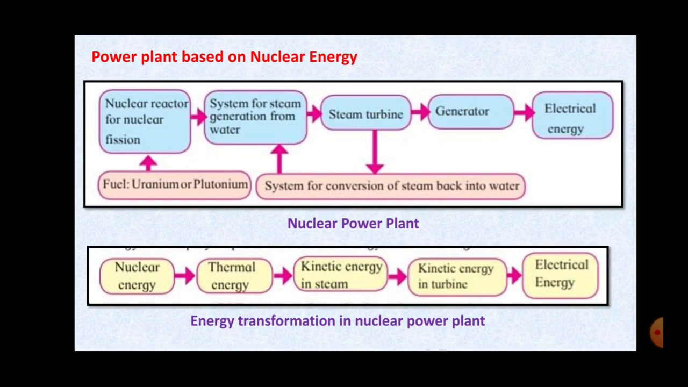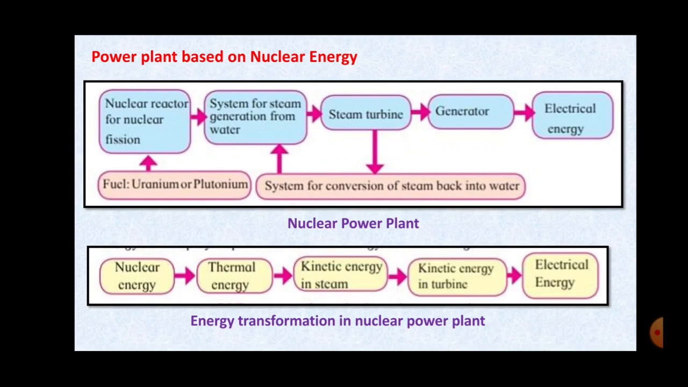So here also the nuclear reactor does nuclear fission, which in turn converts the water into steam. The steam's kinetic energy turns the turbine. Again from the turbine, the steam is condensed and sent back to convert into steam. And this turbine in turn starts rotating the generator, which generates the electrical energy. And if we see the energy transformation, it is the same except the first form, that is the nuclear energy. In the earlier one, we had taken the chemical energy.